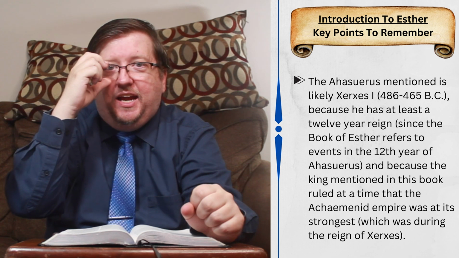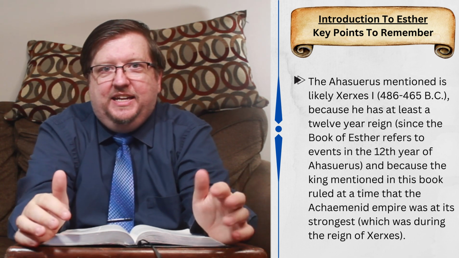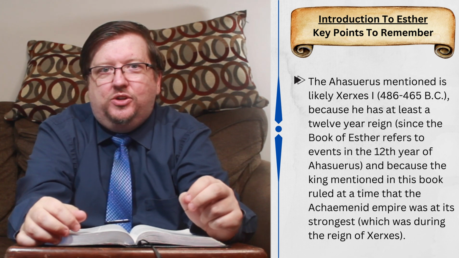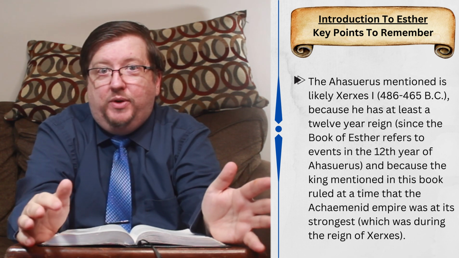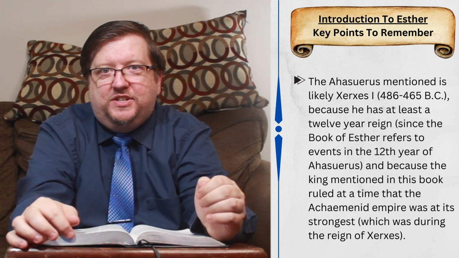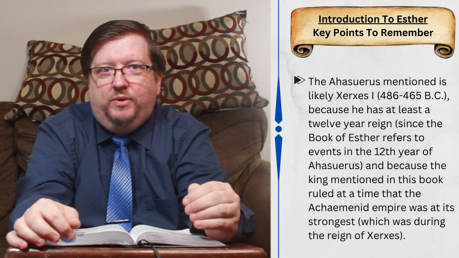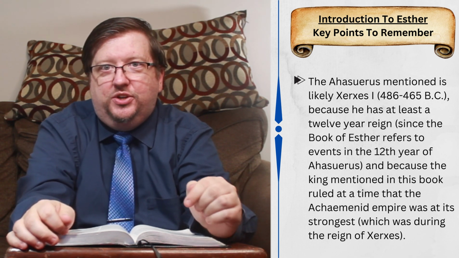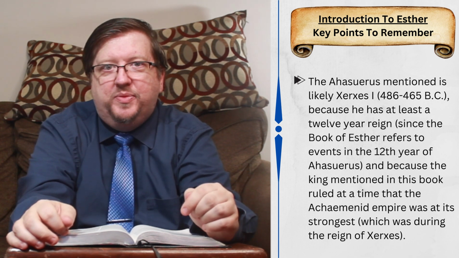Well, from the list of the Achaemenid kings, we have to find kings that reigned at least 12 years, and actually more than 12 years, because Esther ends by clearly stating that Ahasuerus reigned longer than that. That leaves us with Cyrus the Great, Darius the Great, Xerxes the First, Artaxerxes the First, Darius the Second, Artaxerxes the Second, and Artaxerxes the Third.